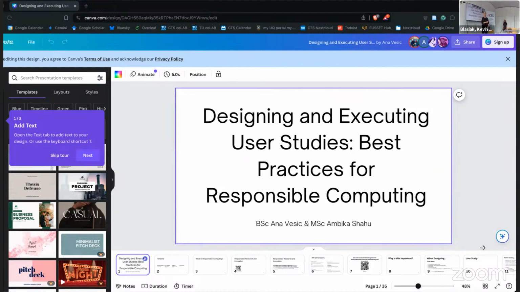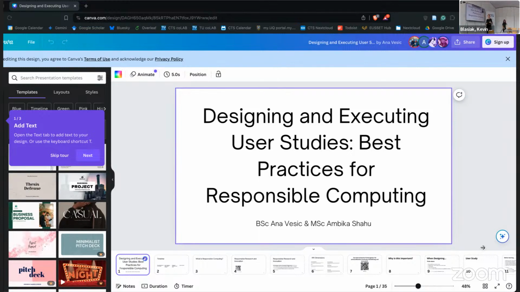And then also we have Ambika, and they are both from our department, artifact-based computing and user research. And yeah, they'll be talking about doing user research, and some of their best practices in doing this. So yeah, the stage is yours.